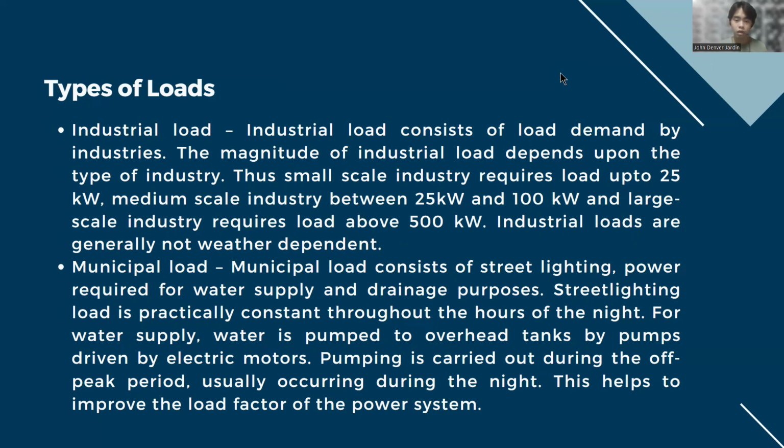Municipal load. Municipal load consists of street lighting and power required for water supply and drainage purposes. Street lighting load is practically constant throughout the hours of the night. For water supply, water is pumped to overhead tanks by pumps driven by electric motors. Pumping is carried out during the off-peak period, which occurs during the night. This helps improve the load factor of the power system.